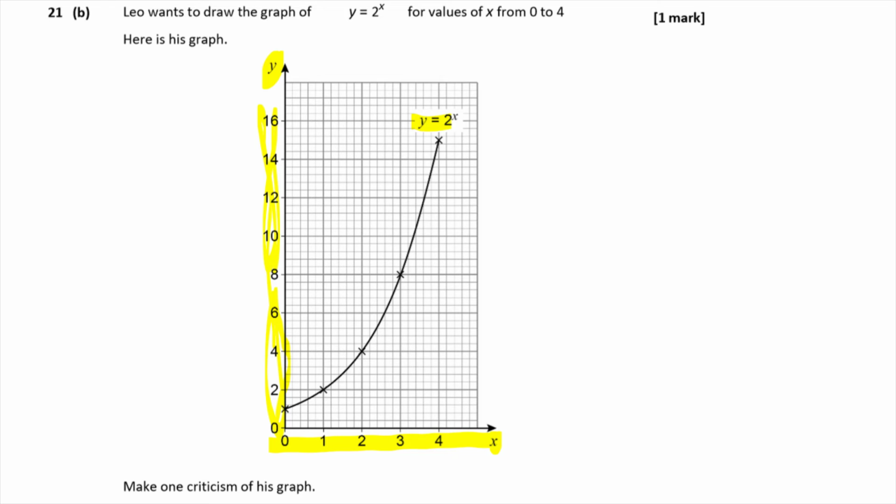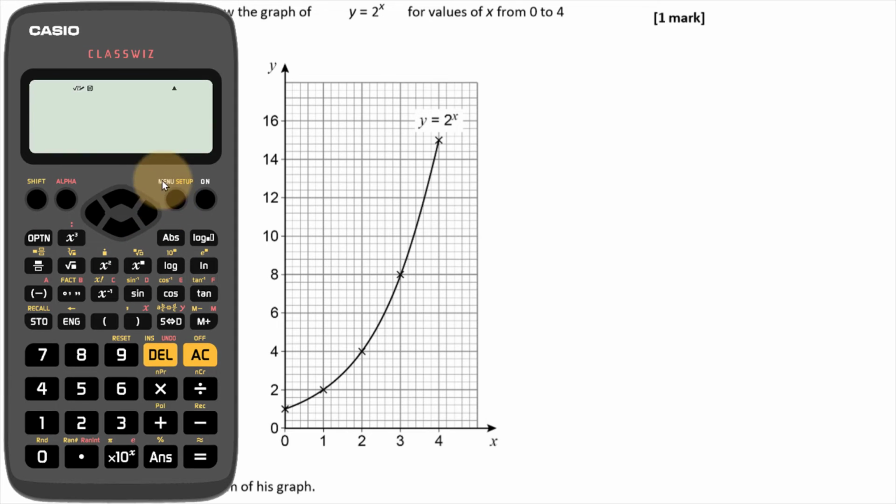So what could it be? What is wrong with this graph? I think we're going to have to check each value because there isn't anything more obvious wrong with this graph. So I'm just going to use the table function in the calculator to do this then.